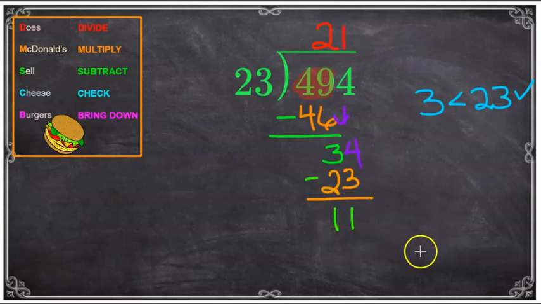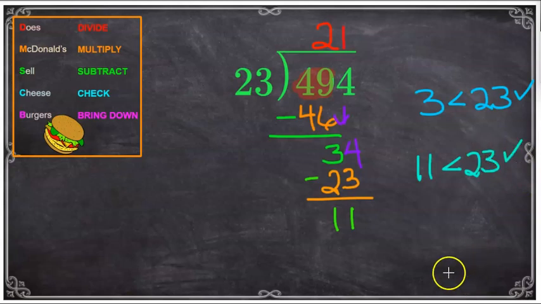Okay, I don't have any more numbers to bring down, and so there's no more dividing to do. I need to just check one more time and make sure that the number that I got, 11, is less than 23. It is. Okay, so because it's less than 23 and it's not 0, I have a remainder.